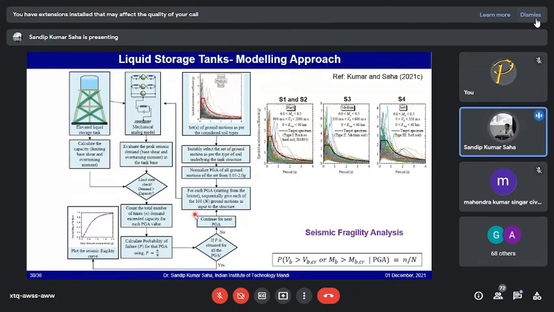So under several earthquake ground motions, we have developed the fragility curves for this kind of tanks, both for elevated as well as for ground supported tanks. And the observations that we made, and again the soil categories were also considered, for different soil categories. One point I must emphasize here.